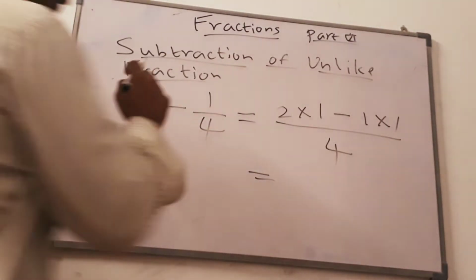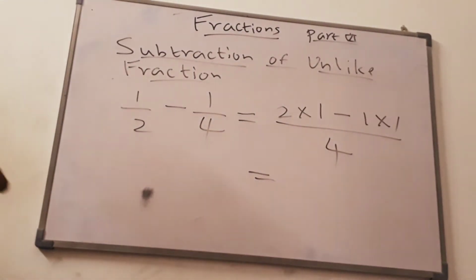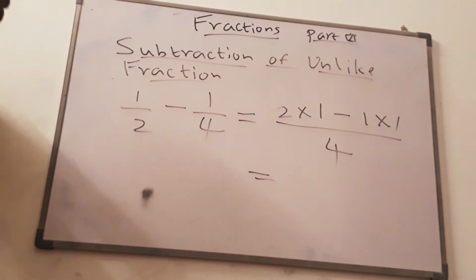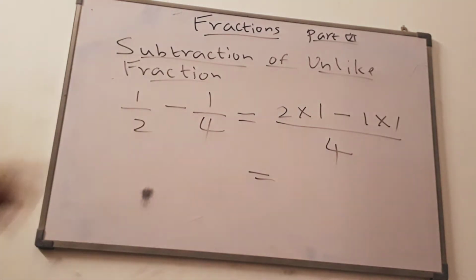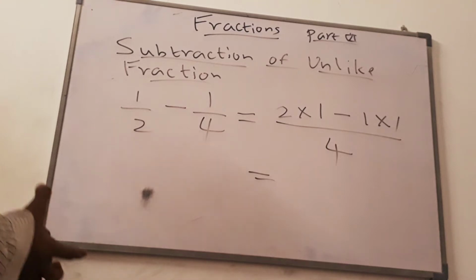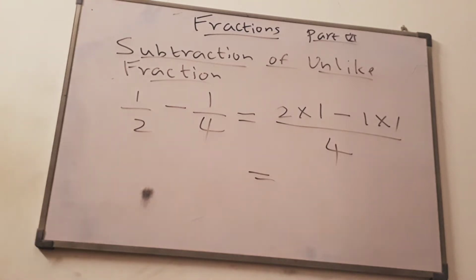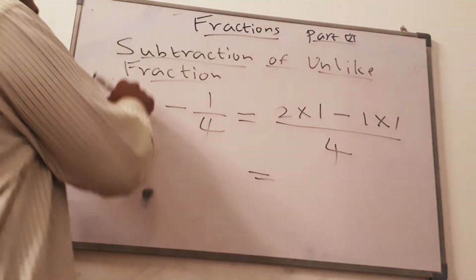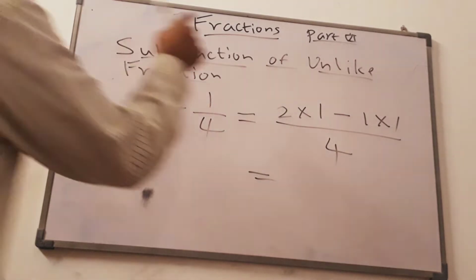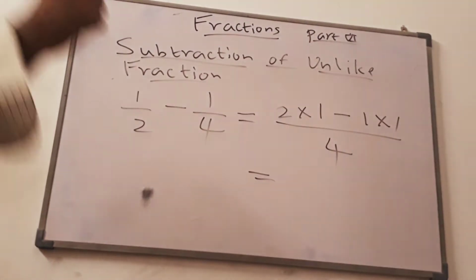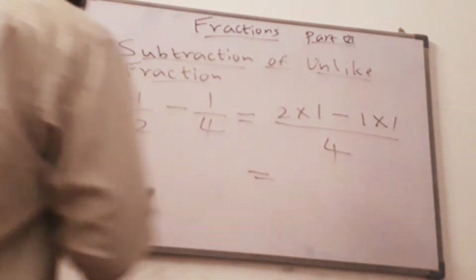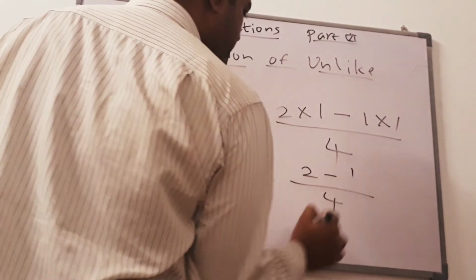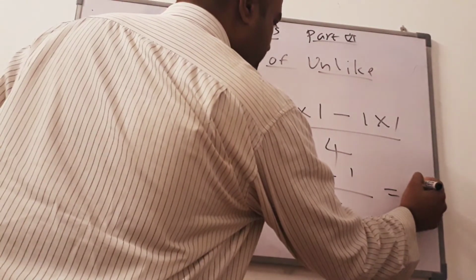First we have to take the common denominator. Before that we have to check whether the bigger denominator is a multiple of the smaller denominator. It is true that 4 is a multiple of 2. Now we have to check how many 2's are there in 4. There are 2 2's, then we multiply that 2 by the numerator. Numerator means 1, so it is 2 times 1 minus how many 4's, 1 4, so 1 times 1, 1. Then 2 times 1 is 2, 1 times 1 is 1. So when we subtract 1 from 2, it is 1 over 4.